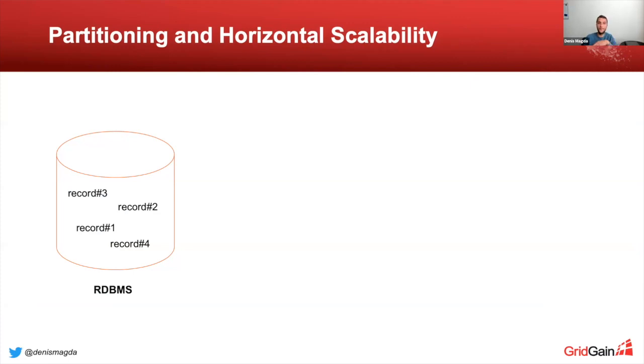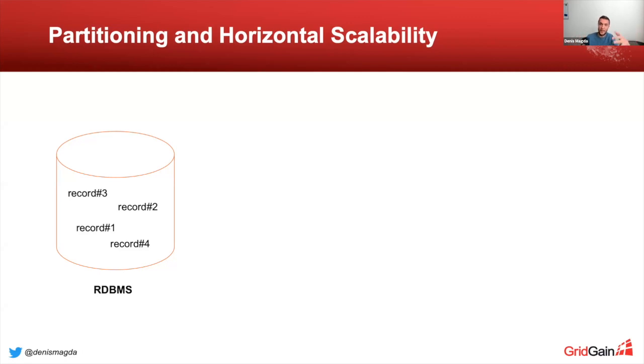Let's say that you have a relational database. And with a relational database that is running on a single machine, you keep all your records in the same place. And that is great, right? Because once your query comes to this database, the data will be served from disk or from in-memory caches really quick.